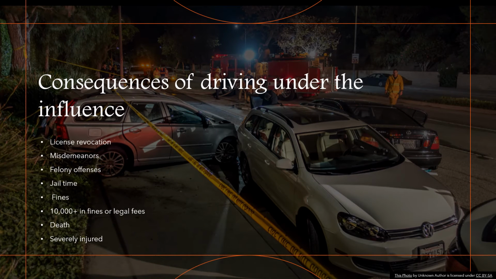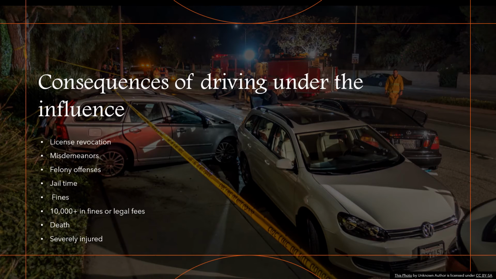What are the consequences of driving under the influence? You can get your license revoked. Oh yes, if you are found, they can take your license. If your blood alcohol level is above that 0.08%, yes, you're getting your license revoked. You can be charged with a misdemeanor based on the circumstances and the severity. You can get a felony offense as well based on the severity of your accident or what happens.